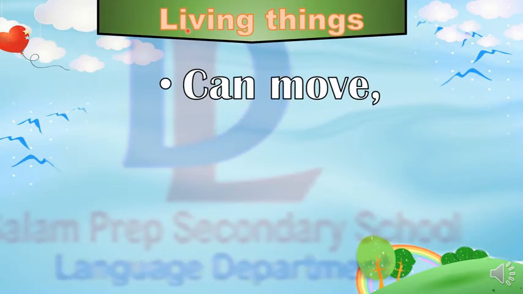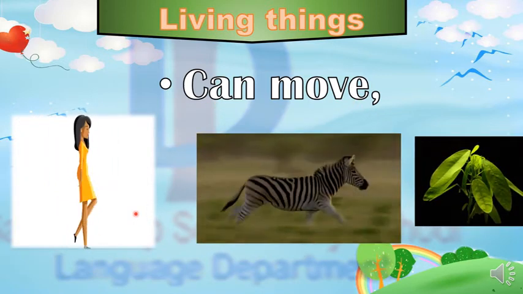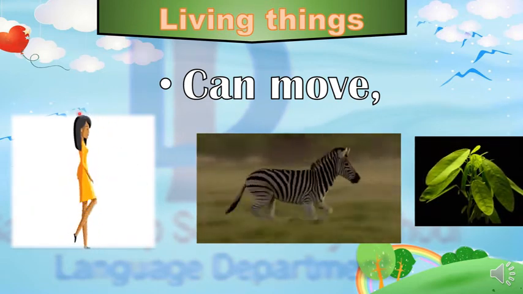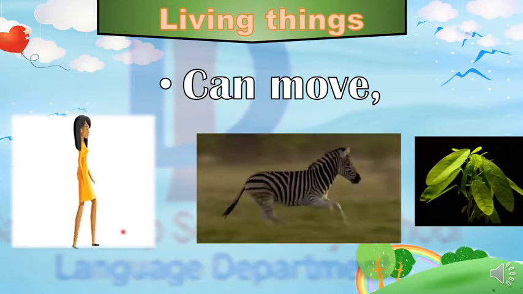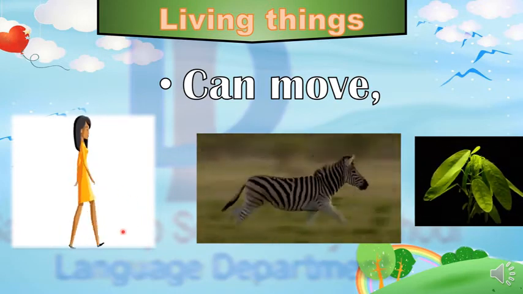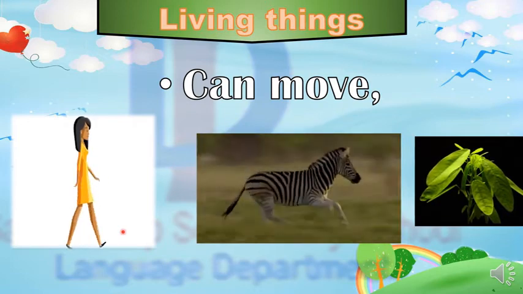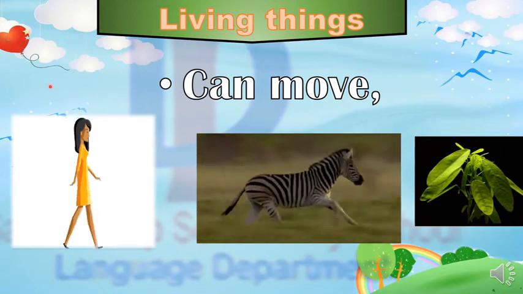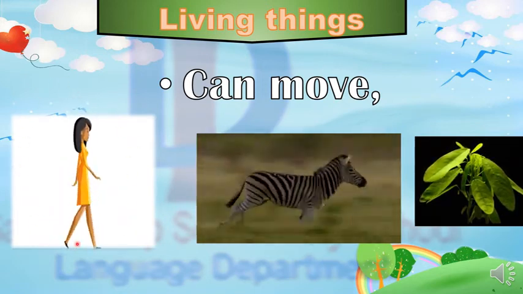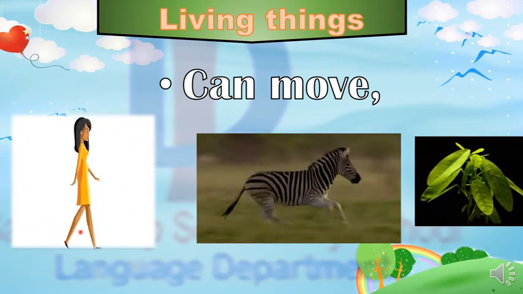So living things can move. The first characteristic of living things is that they can move. Do you see this girl? She is a person. She can move. She can walk, jump, come, sit and stand up. So people can move. So they are living things.